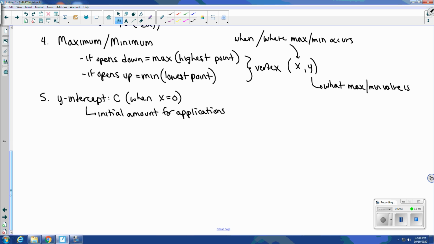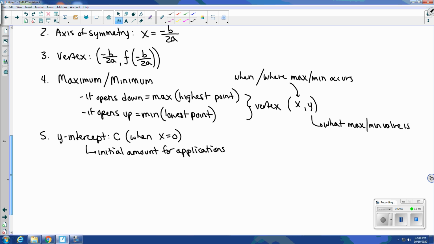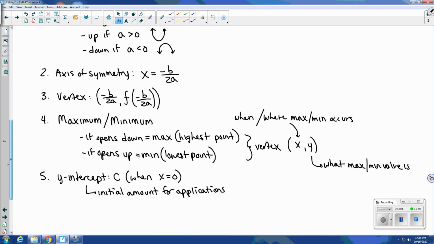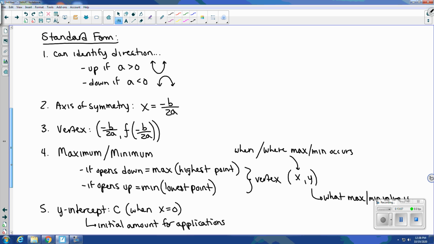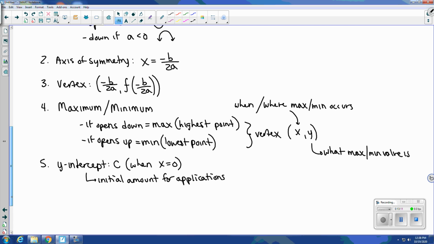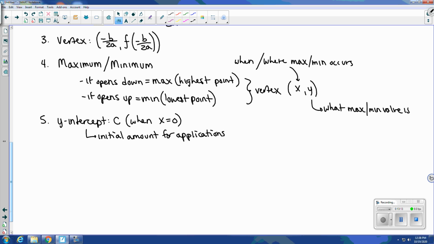So those are the pieces that we can find just by looking at a standard form equation and identifying a, b, and c. You'll notice that all of these things are dependent on your identification of the values of a, b, and c within their standard form. So that is the second form that you are responsible for knowing.